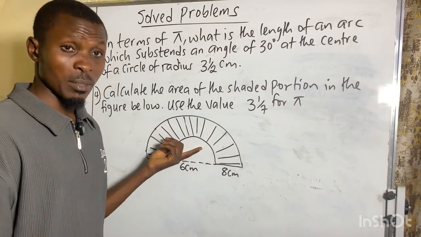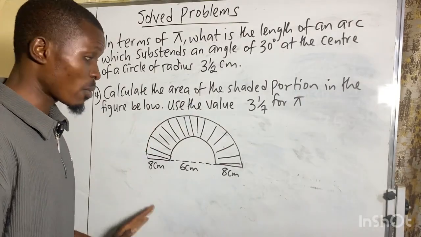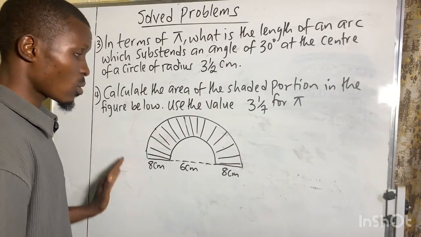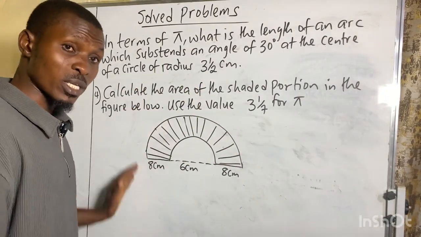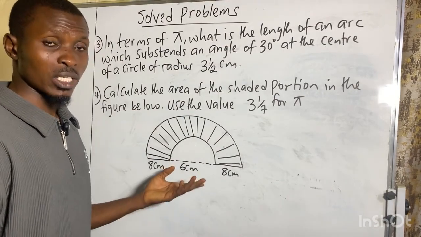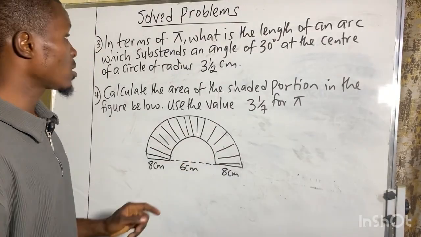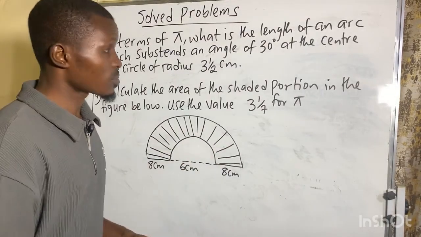Now, this figure is a semicircle. So, if you are treating this problem, we'll treat it as whatever formula we're using, let's do it for a complete circle. And our final answer, whatever it is, we divide by 2. That will serve for a semicircle. Now, this is the shaded portion. All right. So, let us treat this problem.